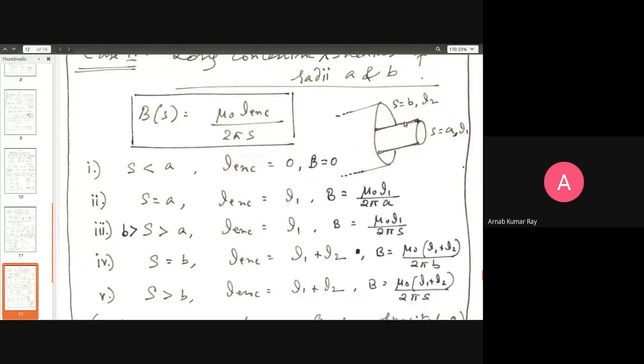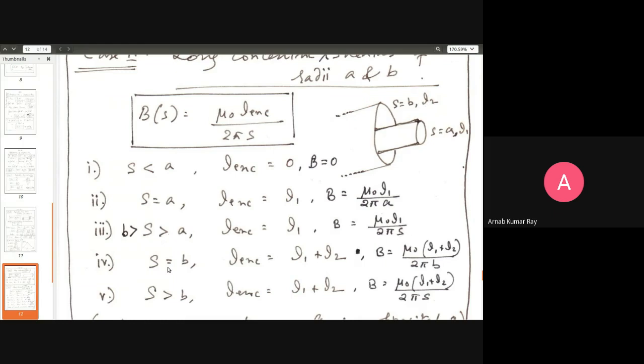When S is greater than A but less than B, I enclosed is still I1. You are somewhere between this tube and this tube. Your Amperian loop is drawn somewhere between this tube and this tube. I enclosed is still equal to I1, and so B is equal to mu naught I1 by 2 pi S. Note that you will only write A or B or whatever when S is equal to that value. If S is greater than, less than, all those things, you can't write anything for S. You just write S as S.